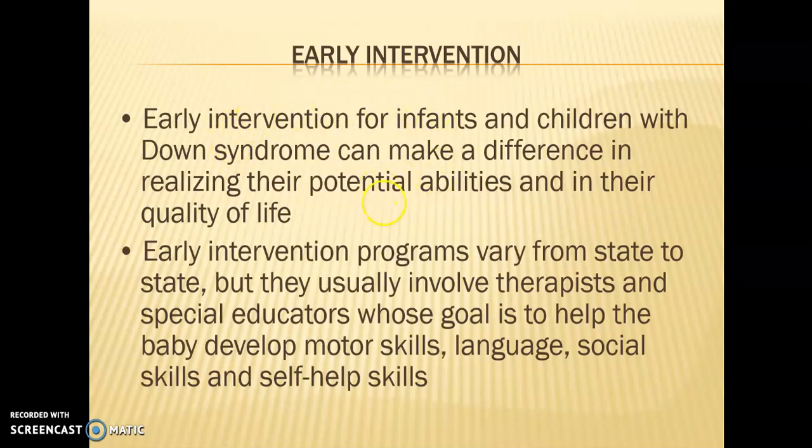Early interventions for infants and children with Down syndrome can make a difference in realizing their potential abilities and in their quality of life. Early intervention programs vary from state to state, but they usually involve therapists and special educators whose goal is to help the baby develop more skills: motor skills, language, social skills, and self-help skills. So in early intervention, these kinds of activities will be useful.